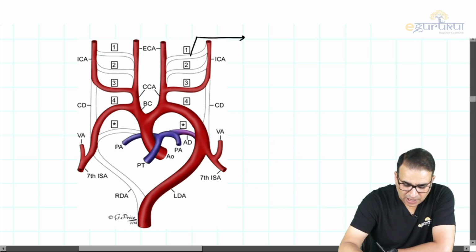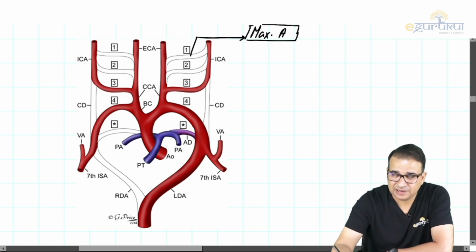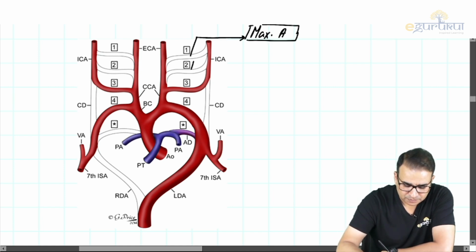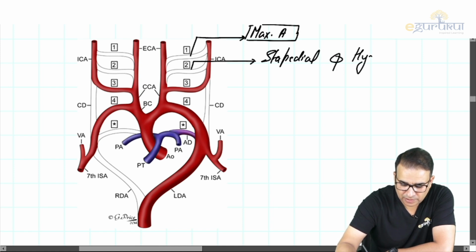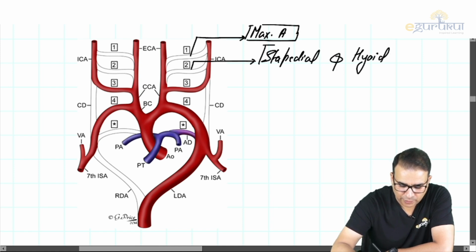The remnant of the first arch artery is the maxillary artery. The remnant of the first arch artery is the maxillary artery. The remnant of the second arch artery is the stapedial and hyoid artery. Stapedial and hyoid.